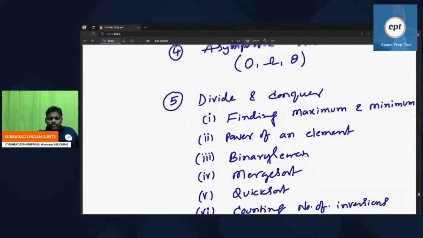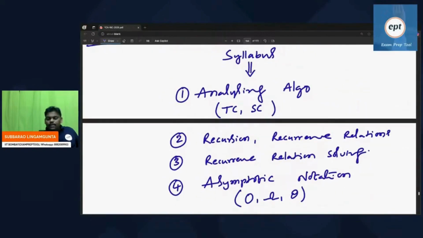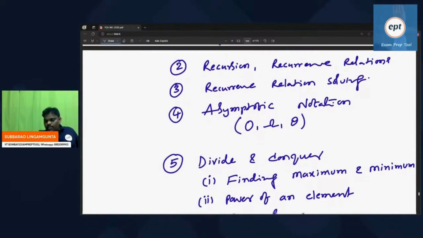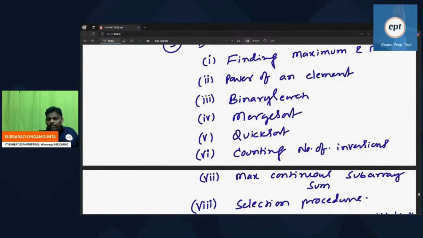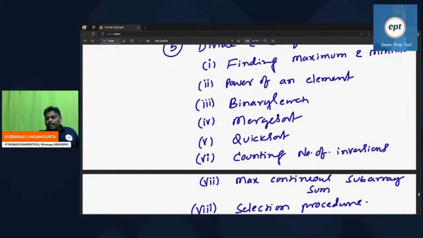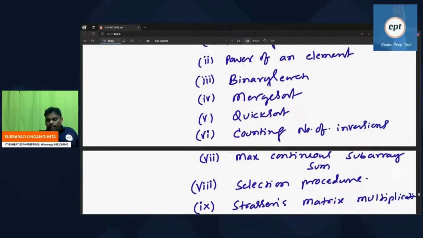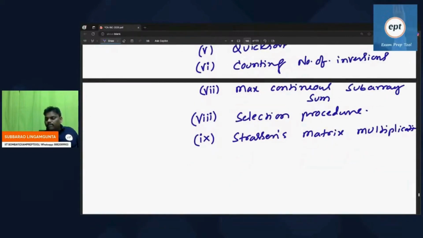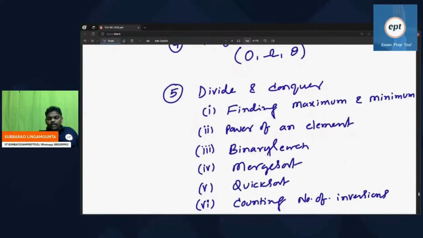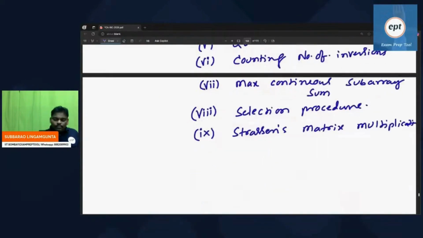This is the syllabus. First, analyzing algorithm. Second one is recursion, recurrence relation. Third one is recurrence relation solving. Fourth one is asymptotic notation. Fifth one is divide and conquer. In that, first one, finding maximum minimum, power of an element, binary search, merge sort, quick sort, counting number of inversions, maximum continuous subarray sum, selection procedure, Strassen's matrix multiplication. So these are the topics in the divide and conquer chapter. Next one, sixth one, greedy technique.